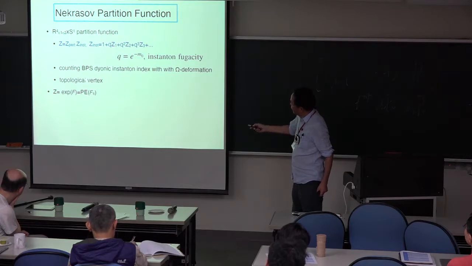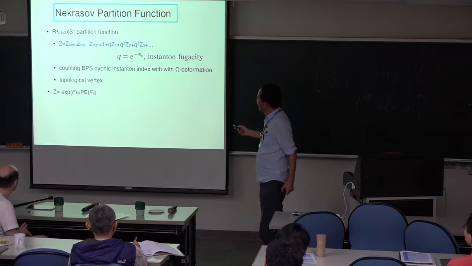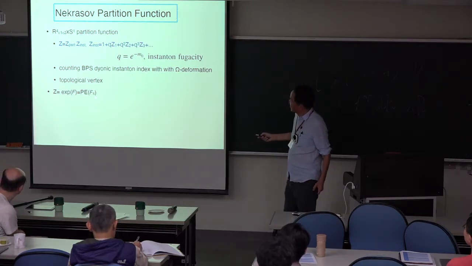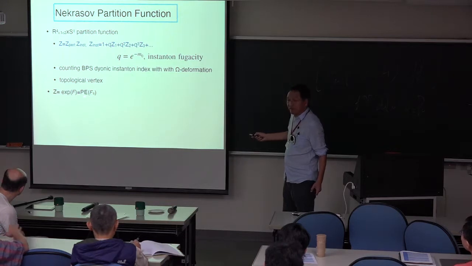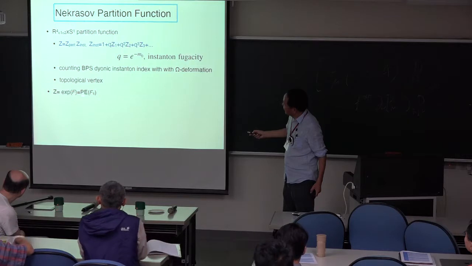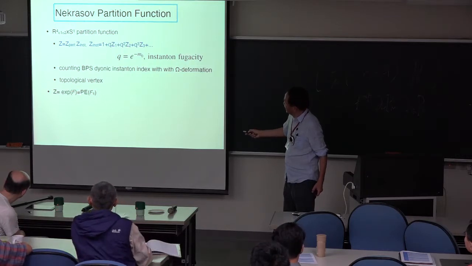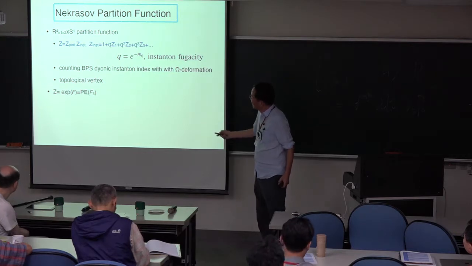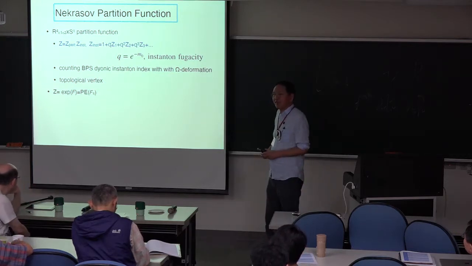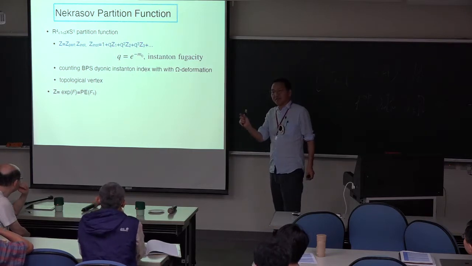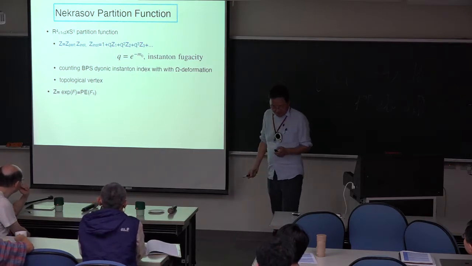Now, there's another way of counting, which is called the topological vertex. But when you have this partition function, you can put it in a plethystic exponential form, and then this prepotential, this free energy, can always be expressed in plethystic form. Then this single particle free energy is basically counting single-center BPS dyonic instantons.